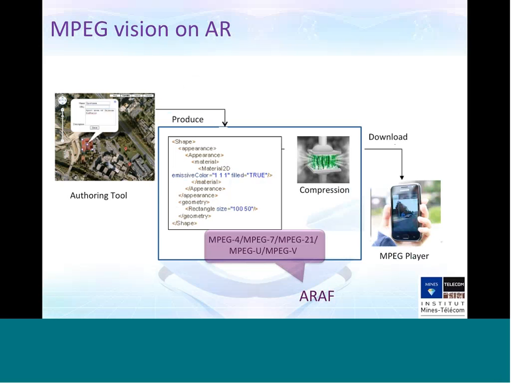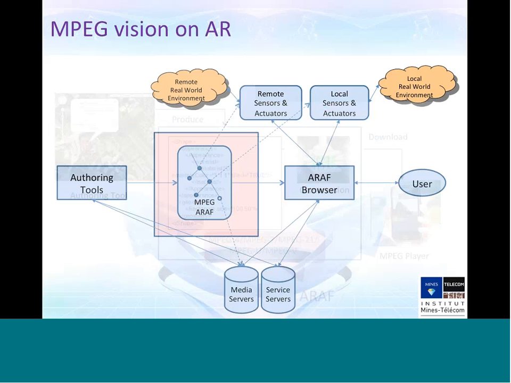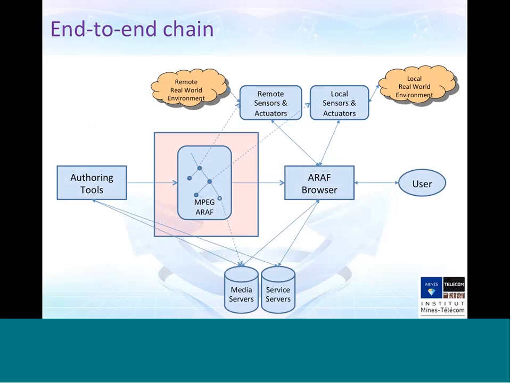Using these different prior established MPEG specifications, they have all been defined in something called the Augmented Reality Application Format. ARAF, as it's called, is an end-to-end chain. As you can see, it sits between the authoring tools and the user. So the ARAF definition of the scene and the player produces then an ARAF browser, which can access media and other services that are in the cloud.